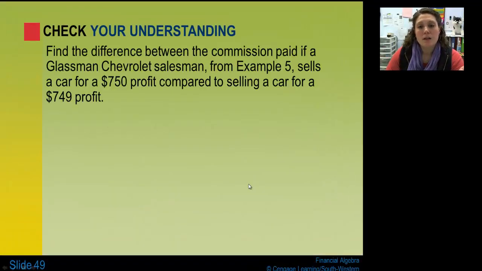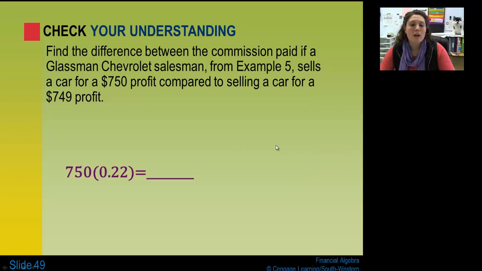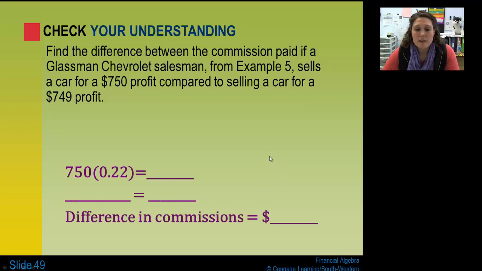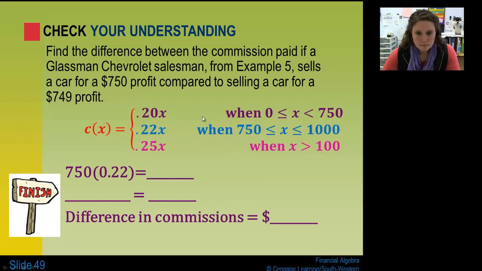Check your understanding. Find the difference between the commission paid if a Glassman Chevrolet salesman from example 5 sells a car for $750 profit compared to selling a car for a $749 profit. The first thing we're going to need to do here is $750, and then we'll go back and fill in these pieces in a second. So here's our piecewise function, and again this should say 1,000 right here in the pink, so I need you to go ahead and add another 0 here.